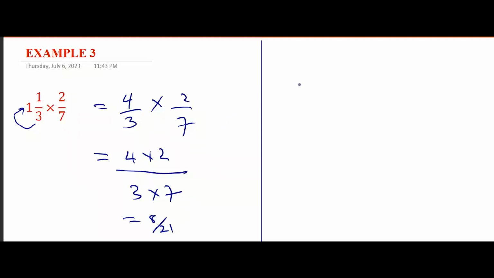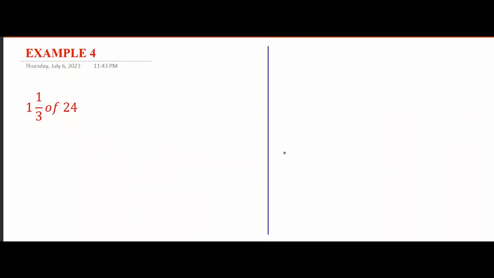If you want to check the second method, you have 4 out of 3 by 2 out of 7. Is there a number that can go in 4 and 3? No. Is there a number that can go in 2 and 7? No. Let's check the diagonals, that is 3 and 2. No. 4 and 7. No. So that means you don't have any option than to multiply the numerator by the numerator and the denominator by the denominator. So let's go to the last example.